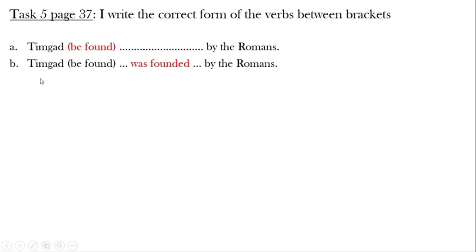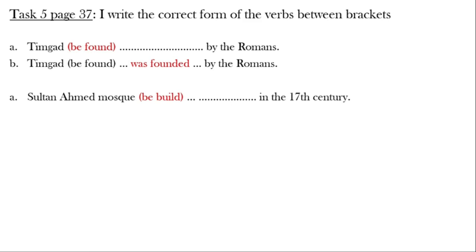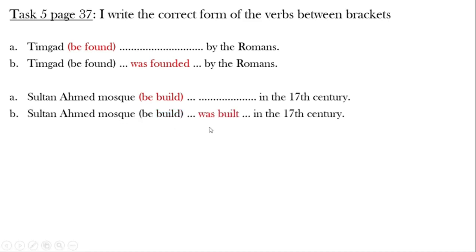Now let's move to the second sentence. Sultan Ahmed Mosque be built in the 17th century. We have the verb to build. Alright, what changes are you going to make? Let's see. Sultan Ahmed Mosque be built. The verb now is was built in the 17th century. So the correct sentence is Sultan Ahmed Mosque was built in the 17th century.